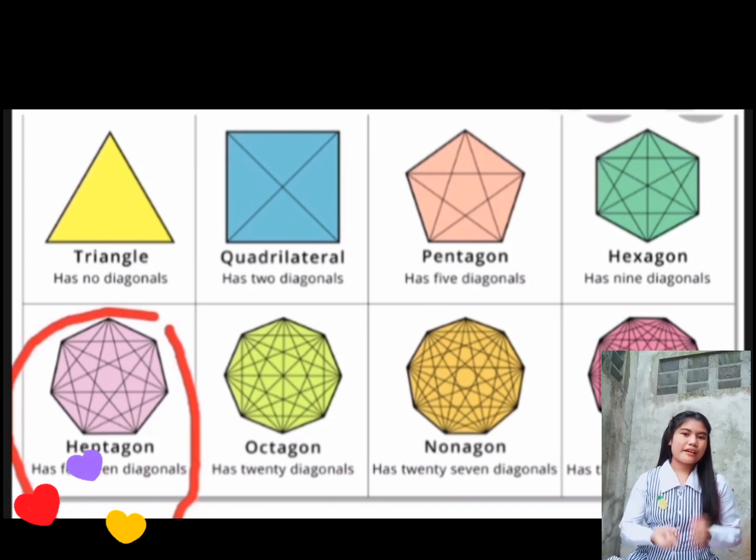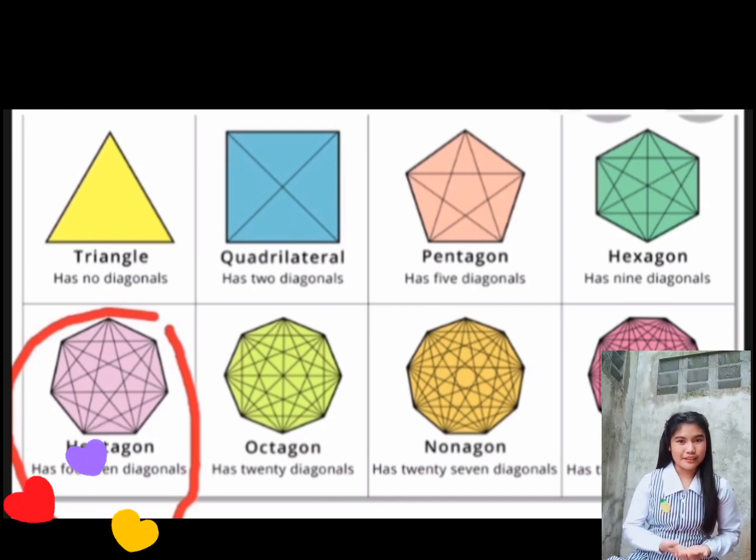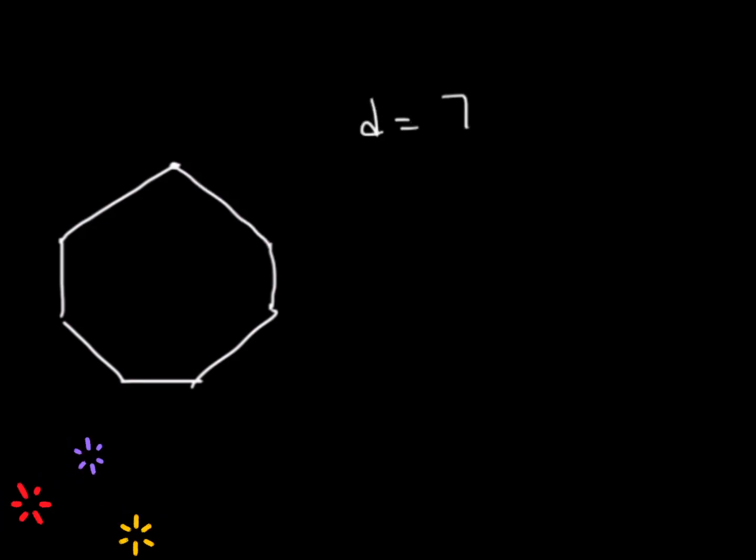We're done with triangle, quadrilateral, and hexagon. Okay, so now we're going to proceed to heptagon. How many diagonals do you think can we draw in a heptagon? So let's find out. In this case, this is gonna be 7 times 7 minus 3 divided by 2.